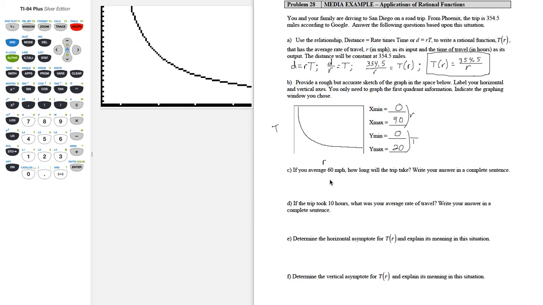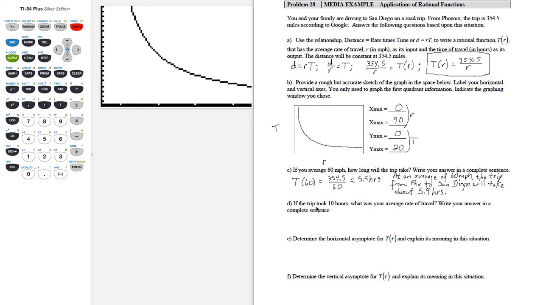So if you average 60 miles an hour, how long will the trip take? So t of 60, input is 60. That's going to be 354.5 divided by 60, and that's approximately 5.9 hours. So as a complete sentence, at an average of 60 miles per hour, the trip from Phoenix to San Diego will take about 5.9 hours.